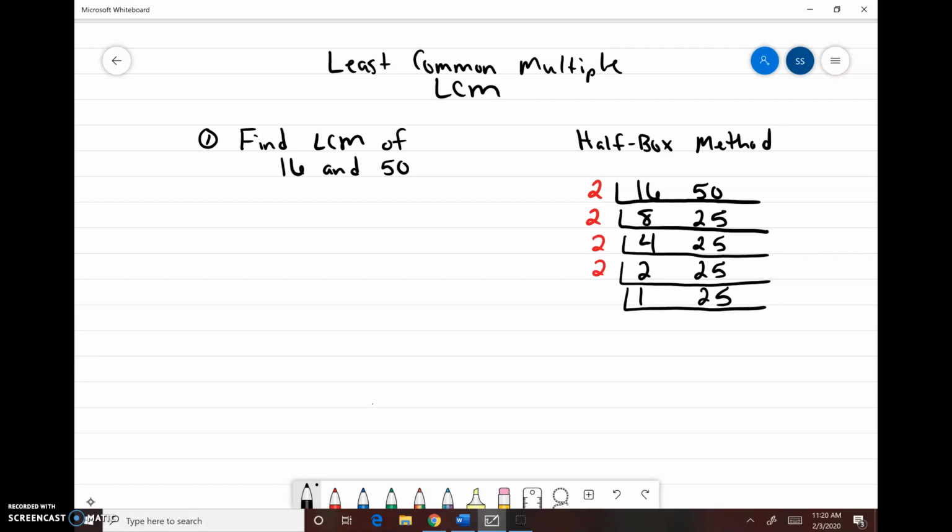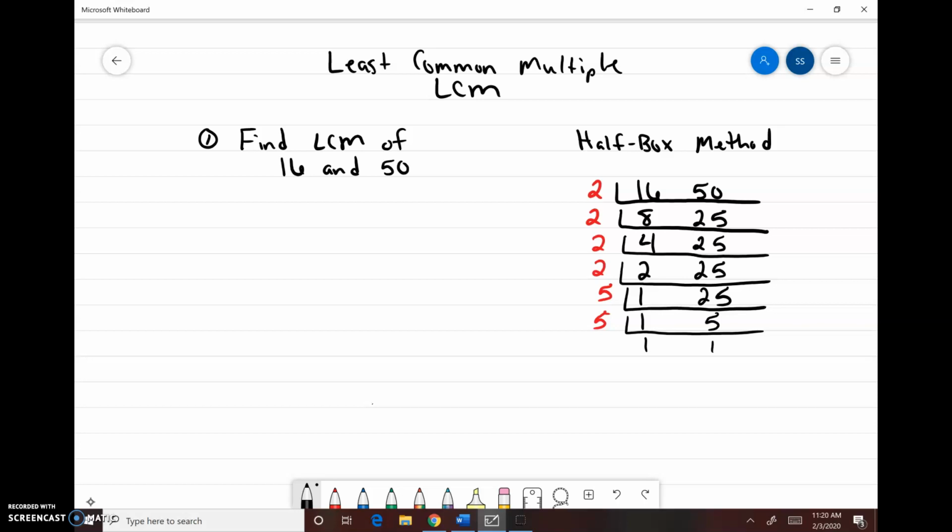Now my focus is to try to turn the 25 into a 1. So I can use 5. 25 divided by 5 leaves me with 5. And finally, we use another 5. That gives me my 1 and my 1. Now I know I'm done.